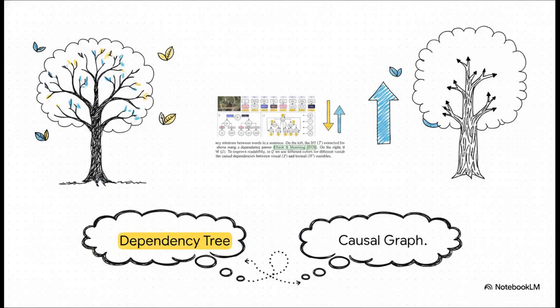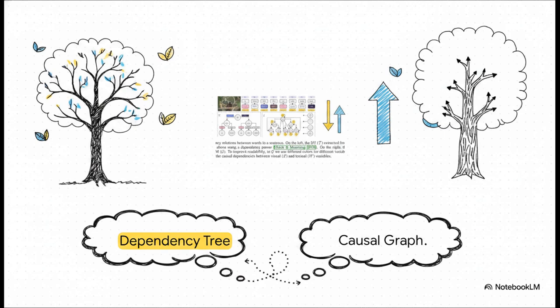And what's really brilliant is how this dependency tree is then converted into a causal graphical model, meaning instead of just predicting a sequence, they teach the AI to wait. It literally cannot predict a child word until it has already established its specific parent word.